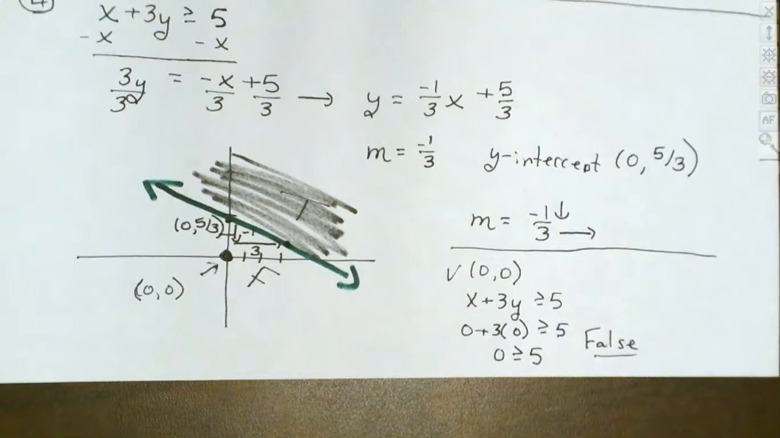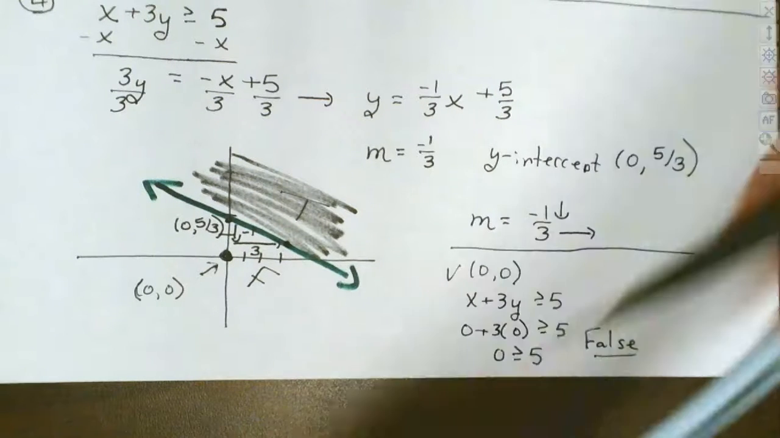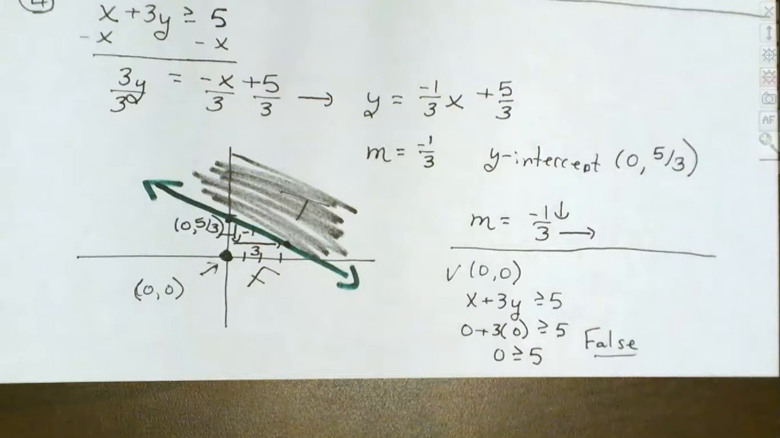Solve it for y. Get it in your slope-intercept form. Check a point. Usually we pick 0, 0, but in some cases we can't do that. In this case we could. So we just checked that 0, 0, and we found it to be false, so we shade the other side. That line divides it between the true and the false half. So 3 more it looks like.